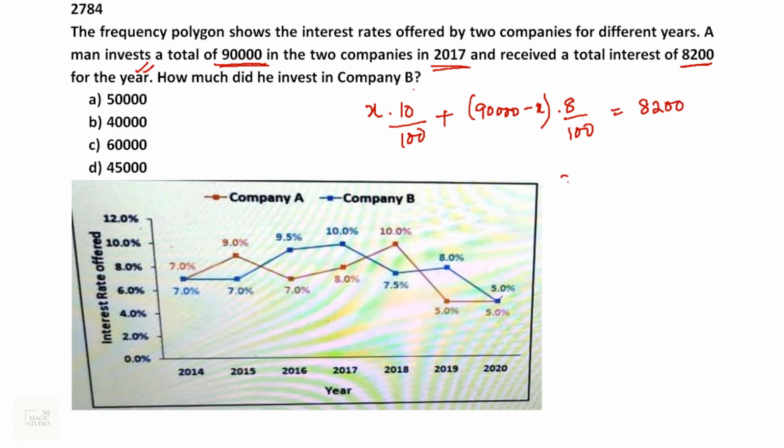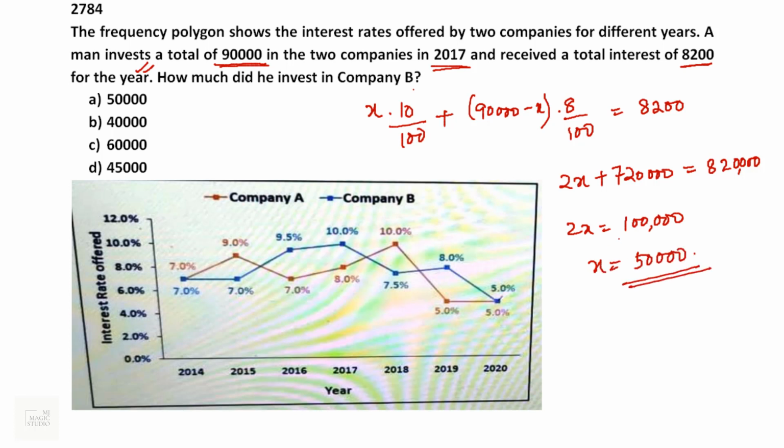10x minus 8x is 2x, plus 7,20,000, that is 90,000 into 8, equals 8,20,000. Therefore 2x is 1 lakh, x equals 50,000. 50,000 is invested in company B in 2017, that is option A.